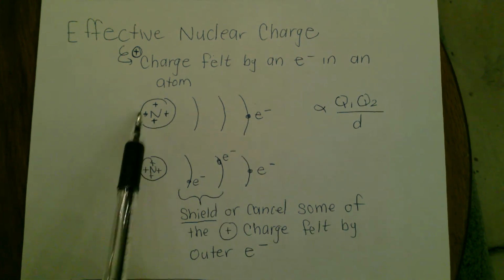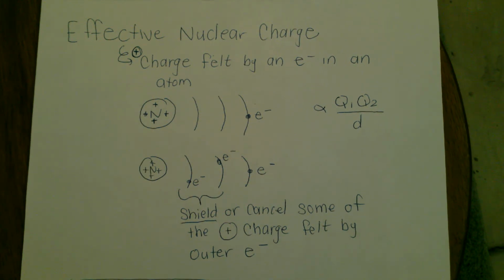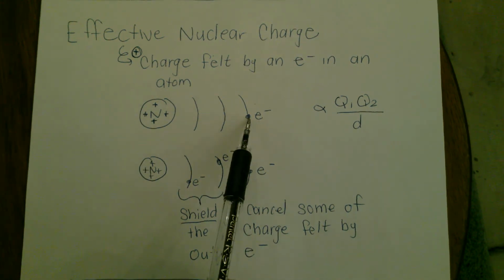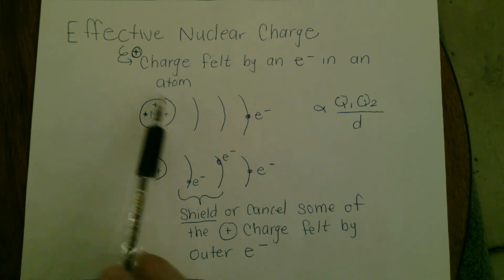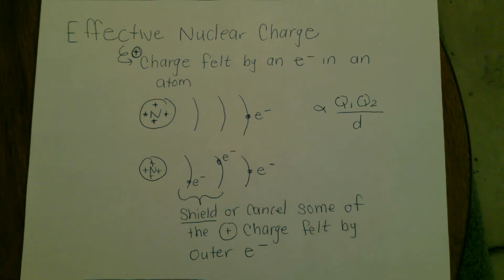So I drew 1, 2, 3, 4 little pluses in here. So if we're an electron out here with a -1 charge, do we really feel a +4 sort of total positive charge from the nucleus of the atom? And the answer to this is no, not really.